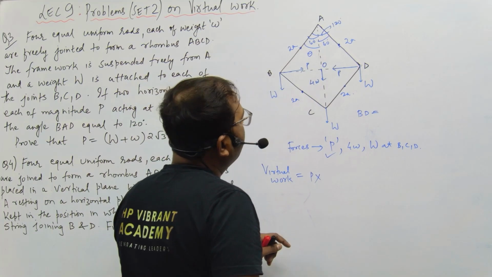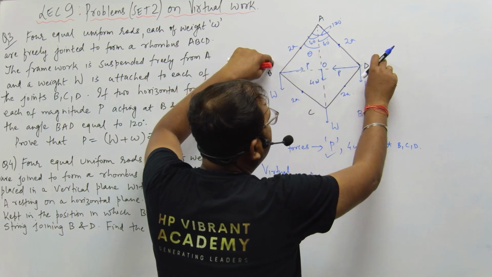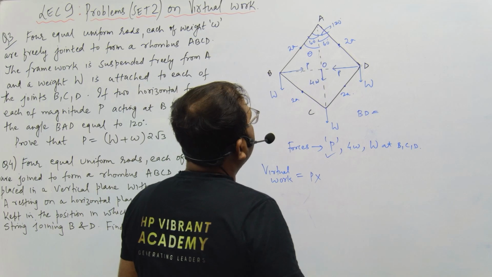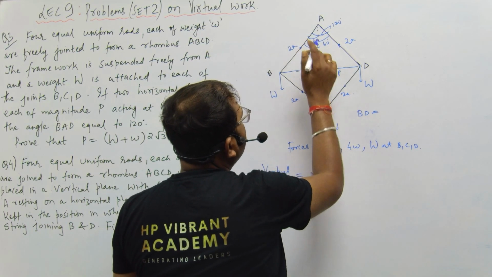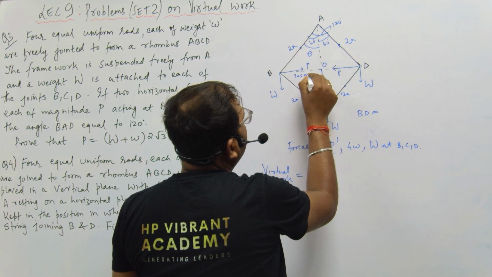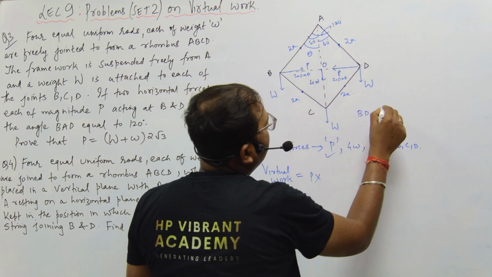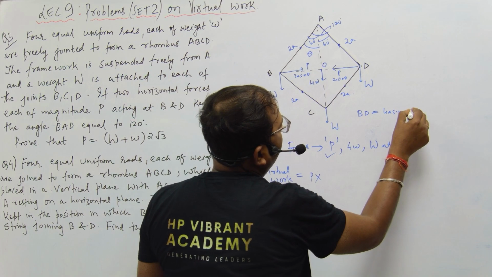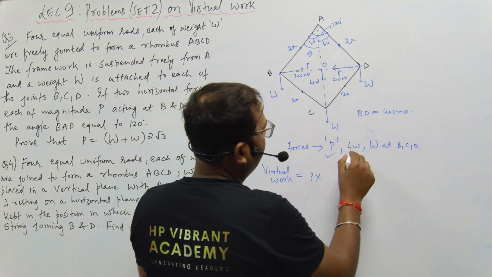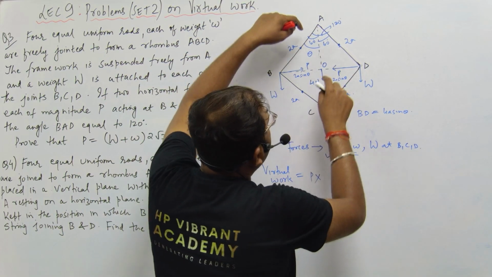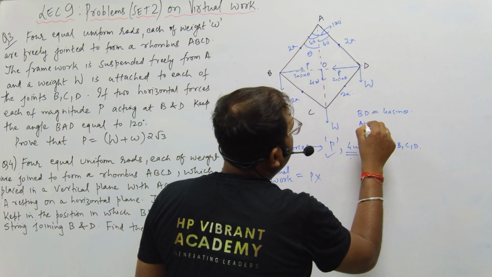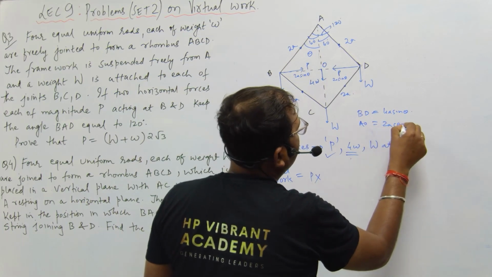Now we have this BD. Let us calculate the length BD. So this is 2a and this is theta, so this is 2a sine theta. This is also 2a sine theta. So BD is equal to 4a sine theta. Now for this 4w, we have to take the length AO. So AO is equal to 2a cos theta.